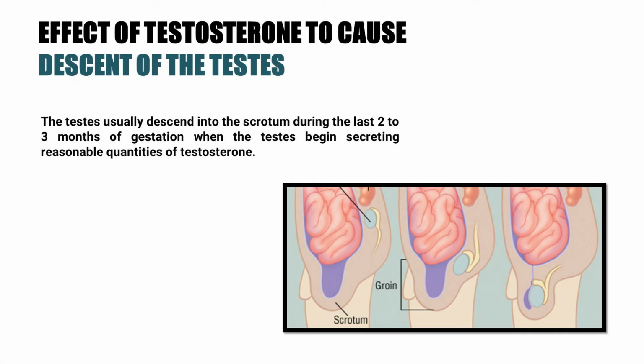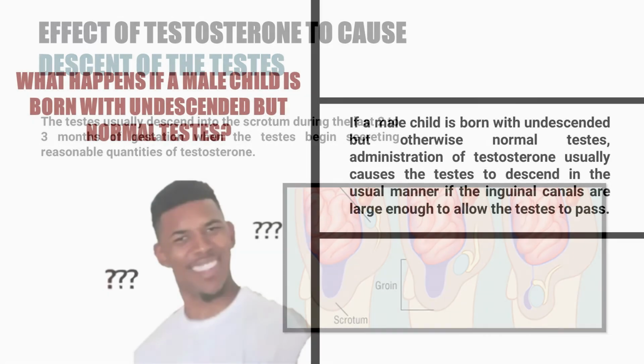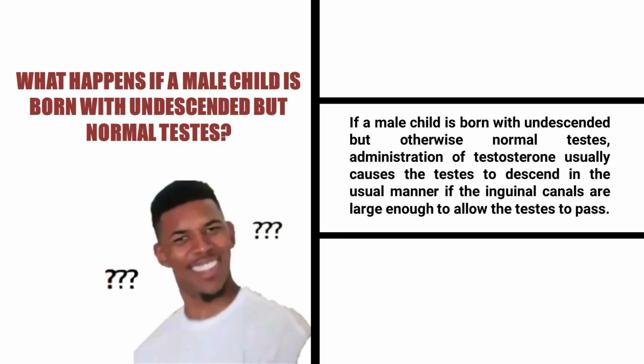Next is the effect of testosterone to cause descent of the testes. Testicular descent occurs as a result of the secretion of large quantities of testosterone from the testes. During this period, the testis usually descends into the scrotum. This occurs during the last 2 to 3 months of gestation. So what will happen if a male child is born with undescended but normal testes? If a child is born with this condition, administration of testosterone usually causes the testes to descend in the usual manner if the inguinal canals are large enough.